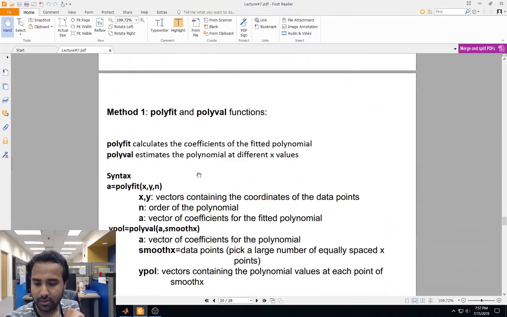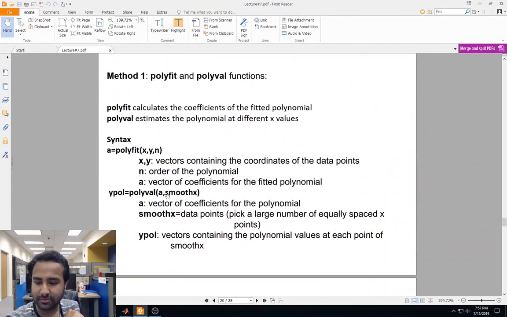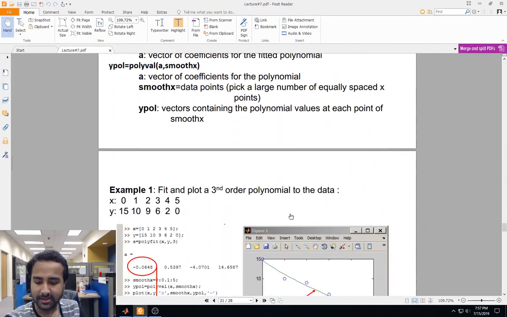And once you know what those coefficients are, you can pass that to polyval and then give it a vector of data points. You can make them a very large vector, a very small vector, and polyval will evaluate all of these x values that you give it based off the coefficients in a and spit back out to you this y_pol, which gives you a vector containing the polynomial values. So let's go ahead and do an example.